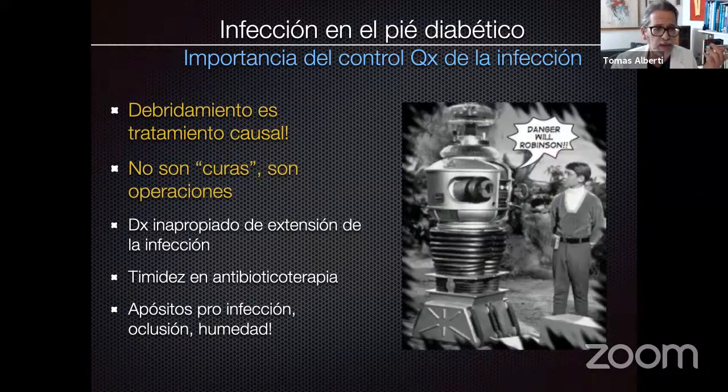¿Cuáles son los peligros principales en el control de la infección? Diagnóstico inapropiado de la extensión de la infección. Es decir, podemos tener una herida relativamente pequeña, donde hay una infección periherida relativamente pequeña y sin embargo tener abscesos profundos, osteomielitis, todo lo demás. Otra cosa que vemos frecuentemente es la timidez en la antibioticoterapia. La antibioticoterapia de un pie diabético, si el pie diabético es importante, es agresiva.